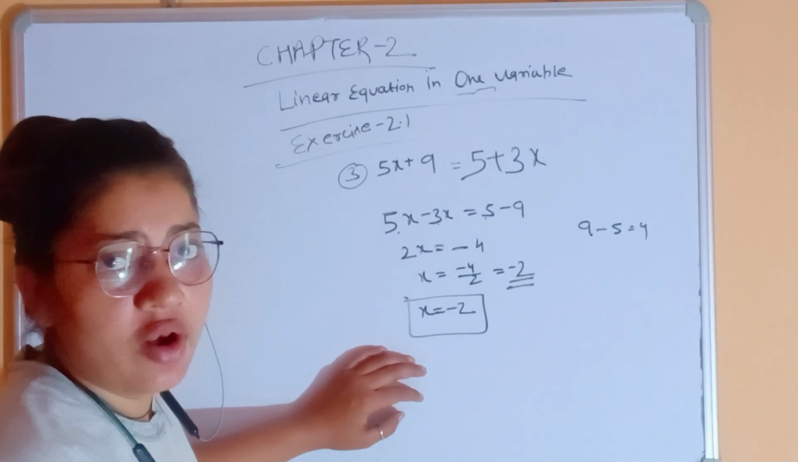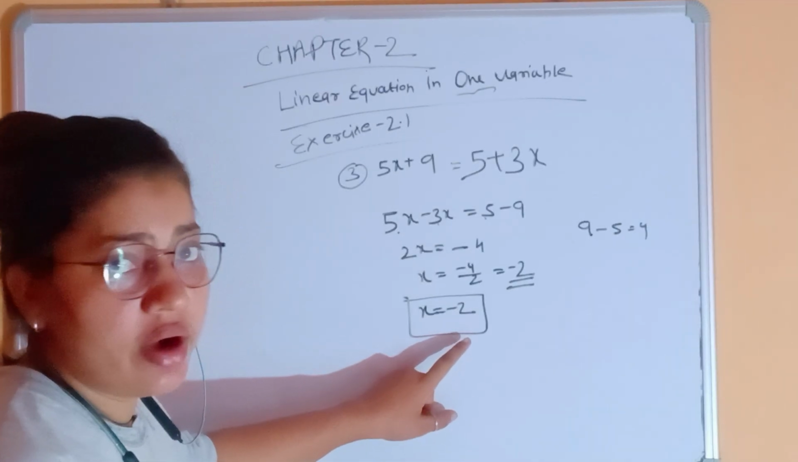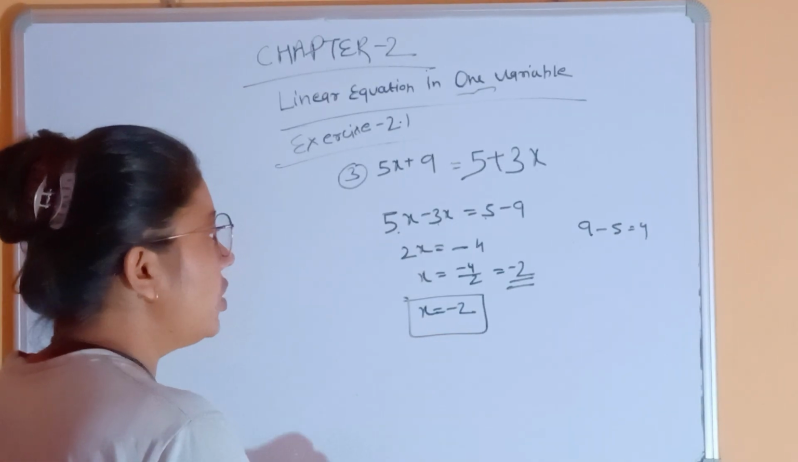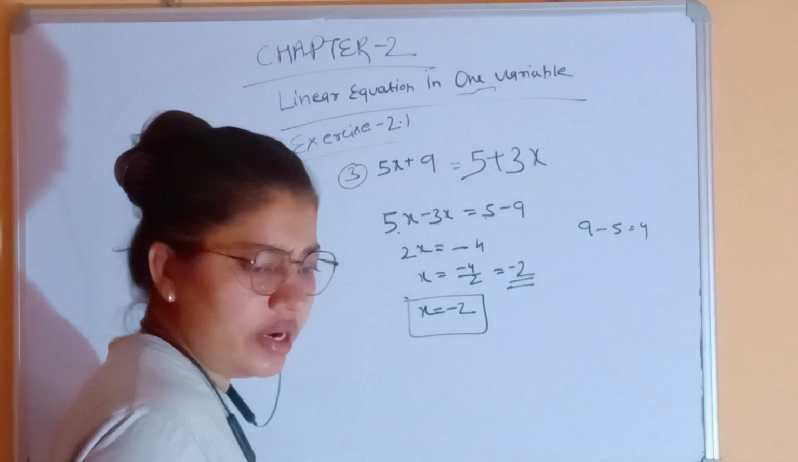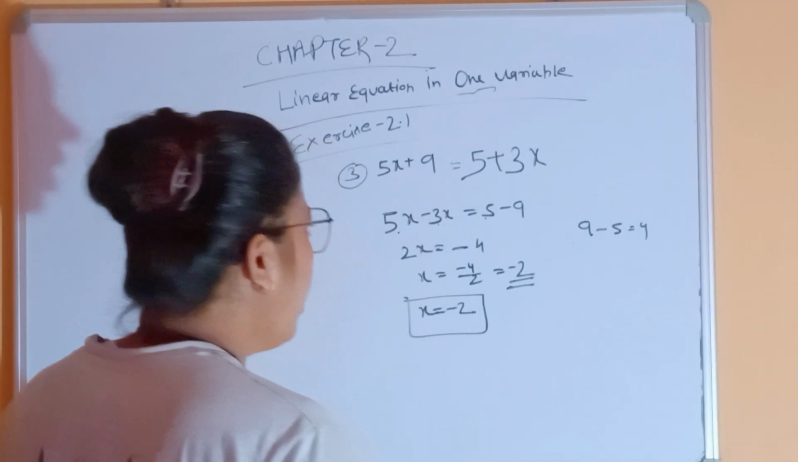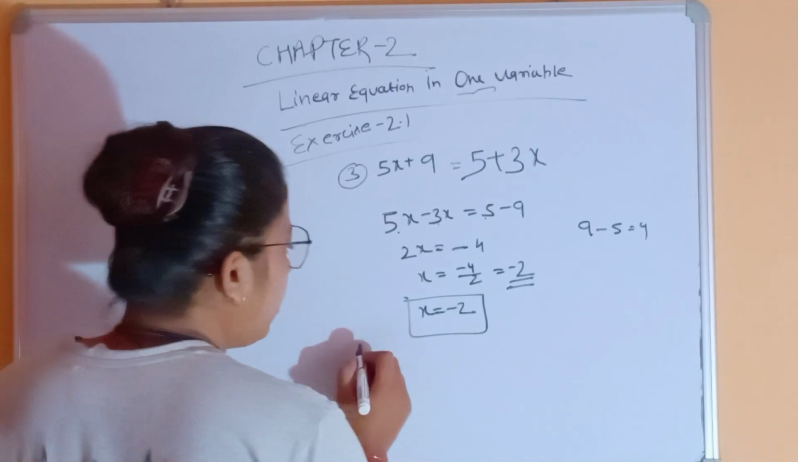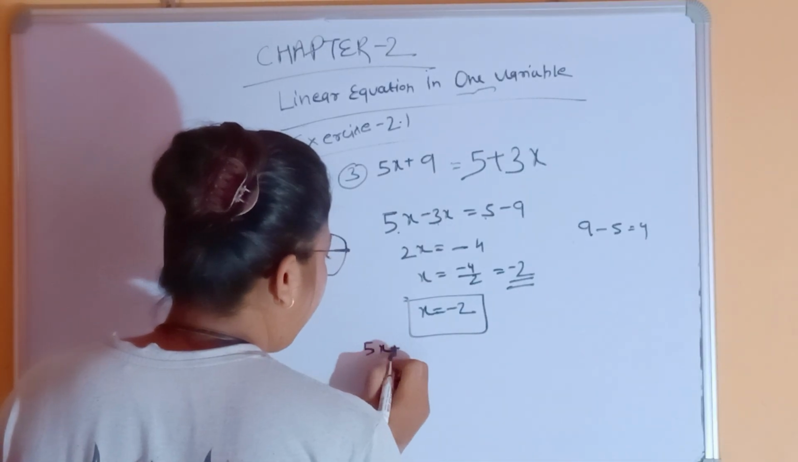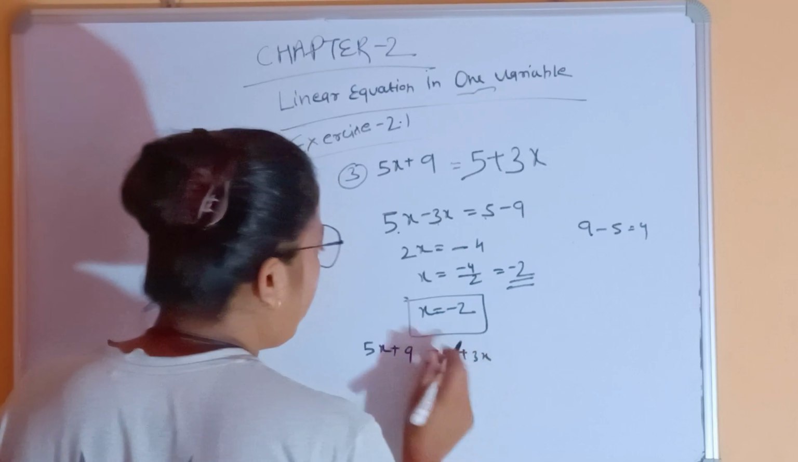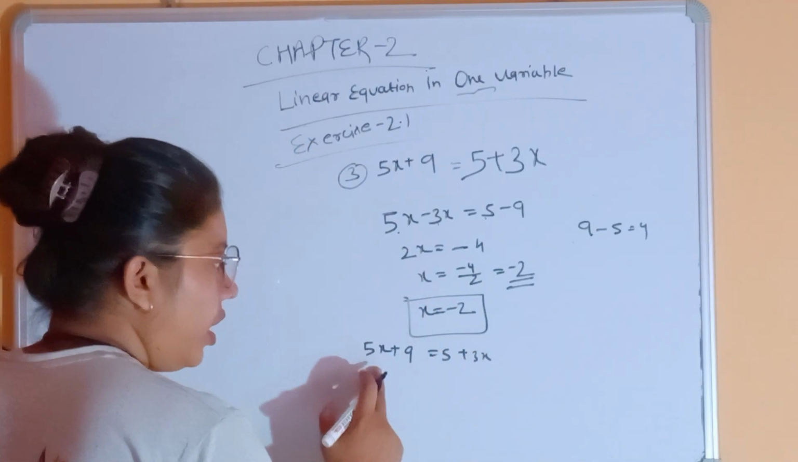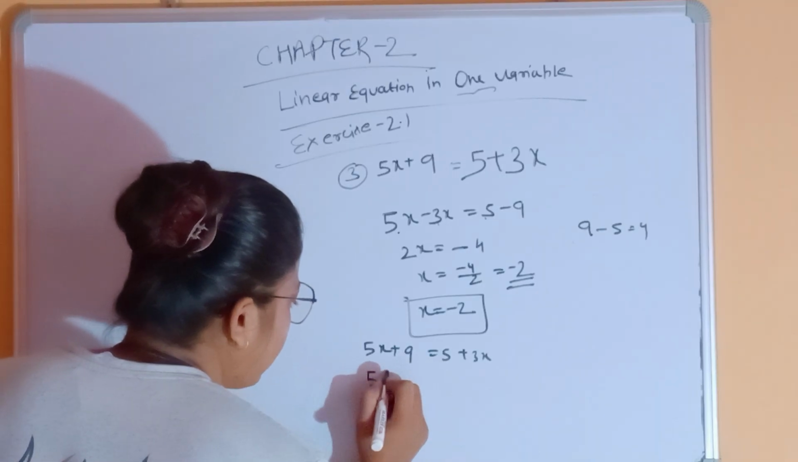If you want to check whether your value x is minus 2 is true or not, then I will tell you how to check. Yes, in your questions it is also written to check your result. Okay, how do we check the result? 5x plus 9 is equal to 5 plus 3x. Okay, put x is equal to minus 2 in our values.